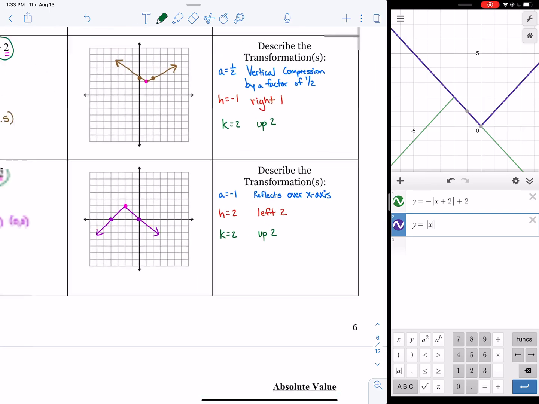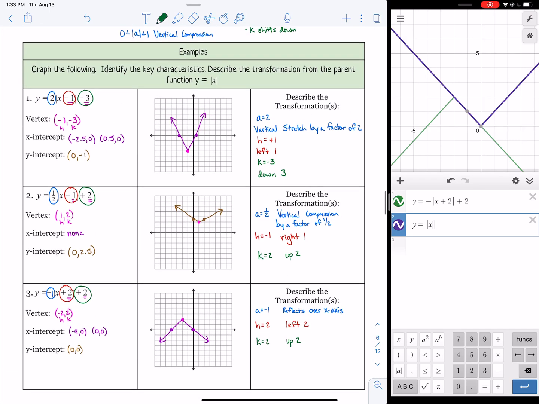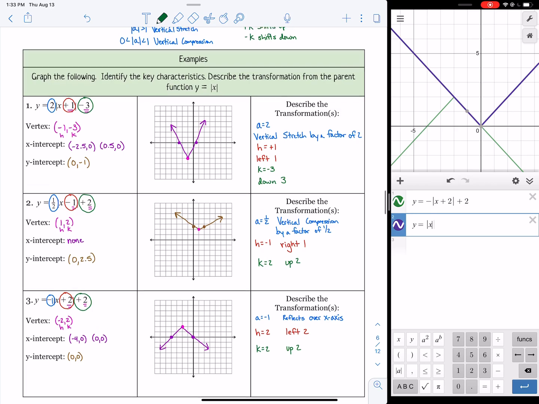Okay, so hopefully those 3 examples will help you get started on graphing absolute value and picking out your transformations and some key features of the graph.